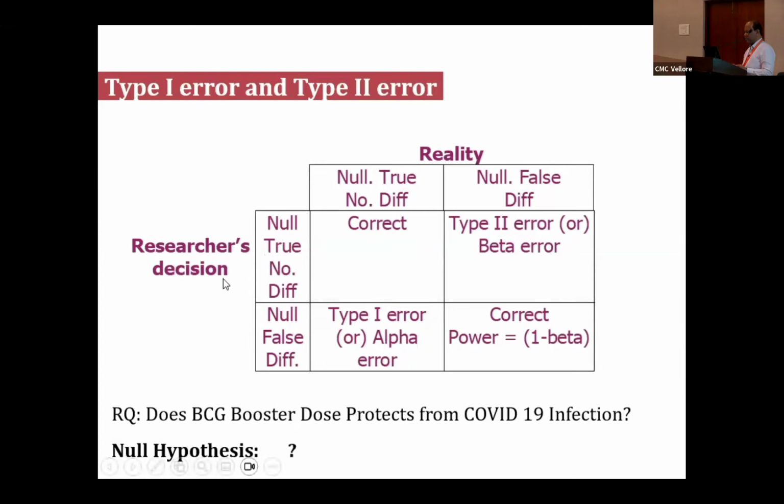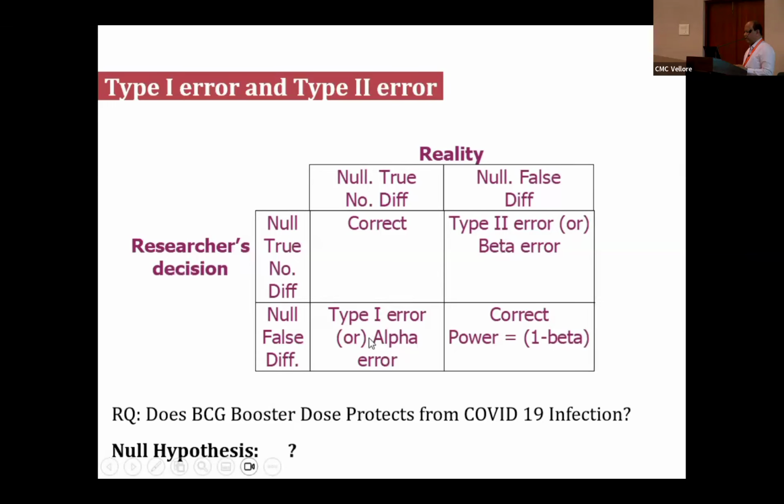As a researcher, I say the null hypothesis is true. When I say the null hypothesis is true, there is no difference between the two interventions. In reality, there's no difference between the two interventions. Therefore, no issues at all. The issue comes when you say no difference, meaning both are equal, and on the other hand, they are different. We call this accepting the null hypothesis, there's no difference. And while there is a difference, this is beta error.